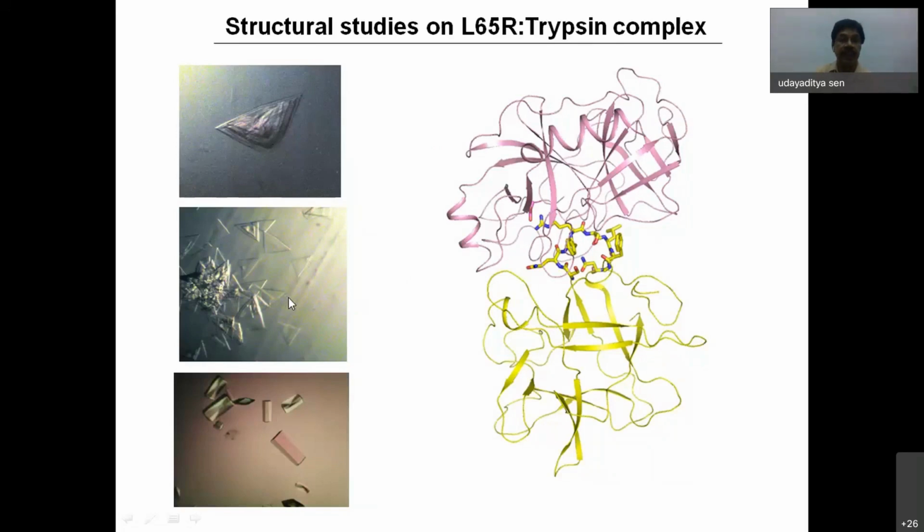So this is kind of microseeding. So you take the seed from here, put it in that solution that was saturated but did not produce any kind of nucleus. So you externally supply nucleus and you get the crystal. So this is called macroseeding.